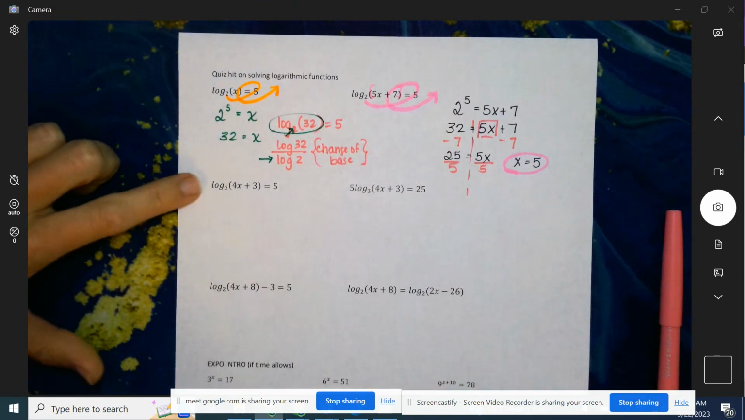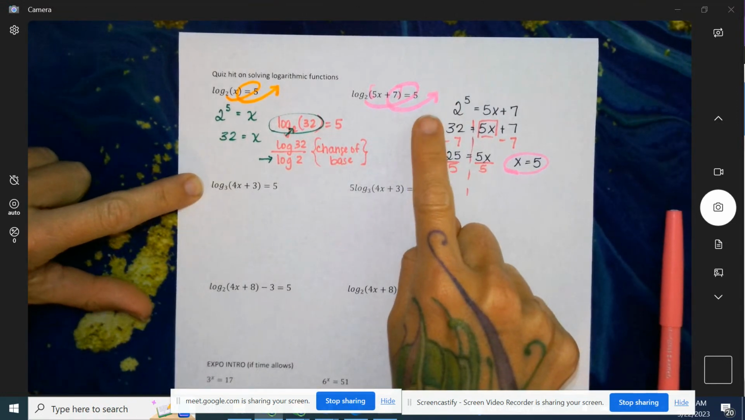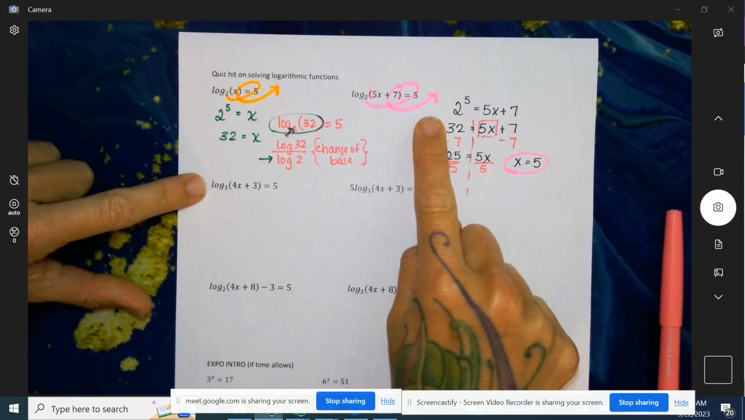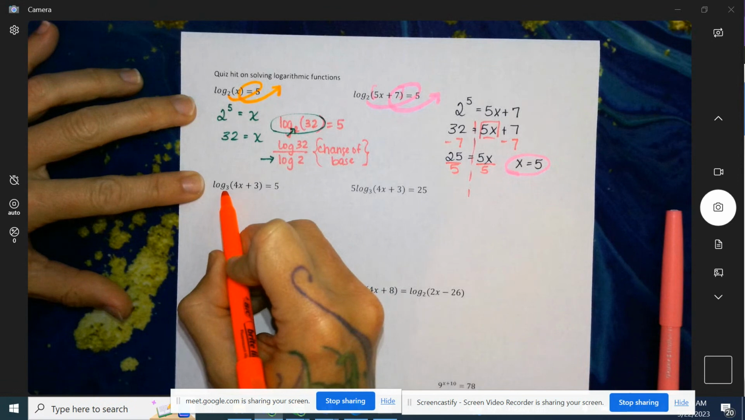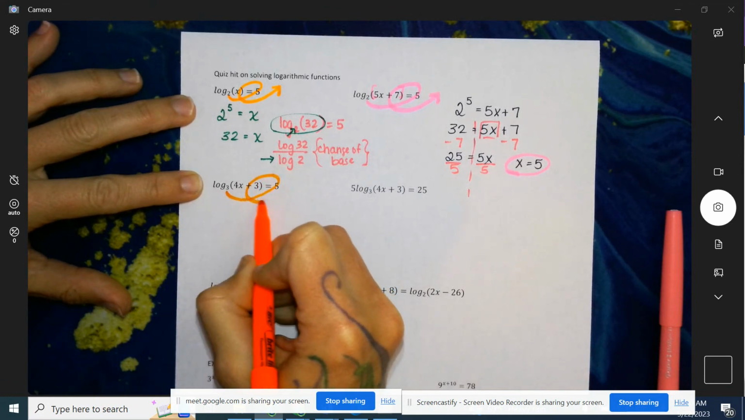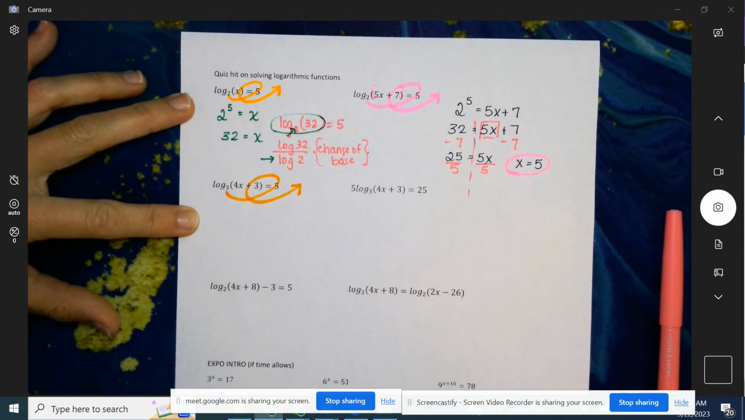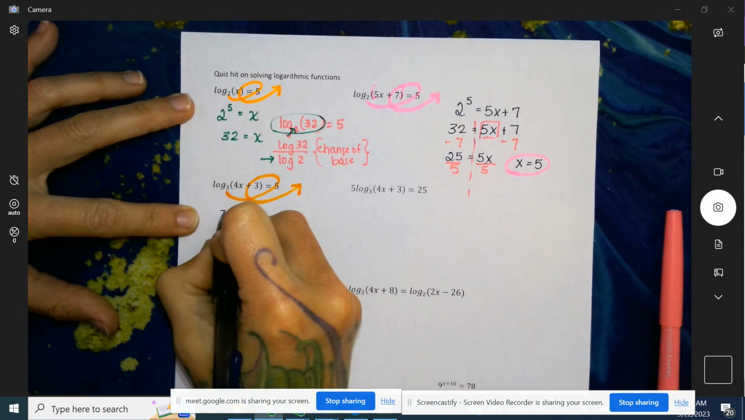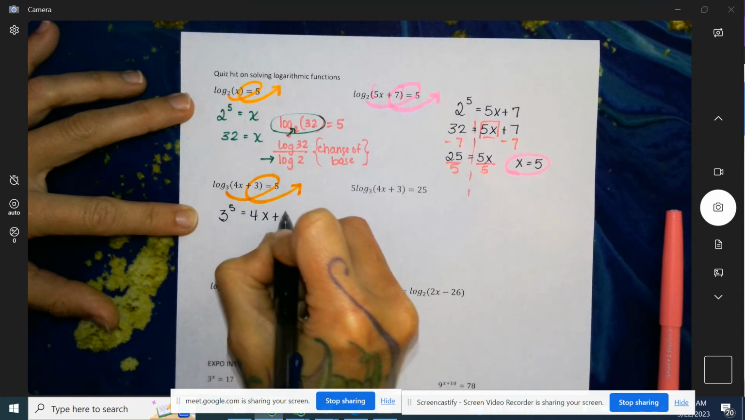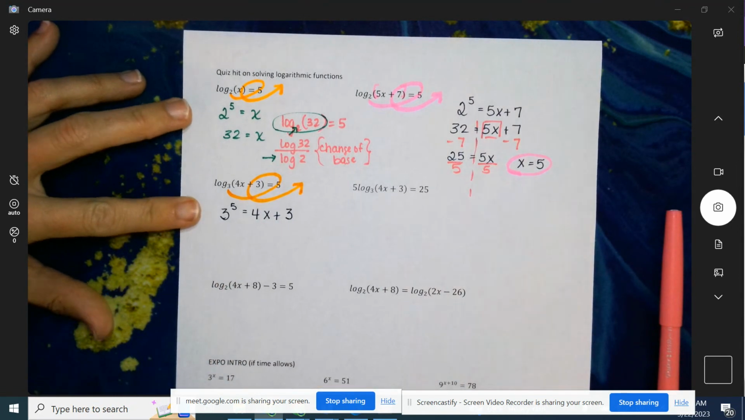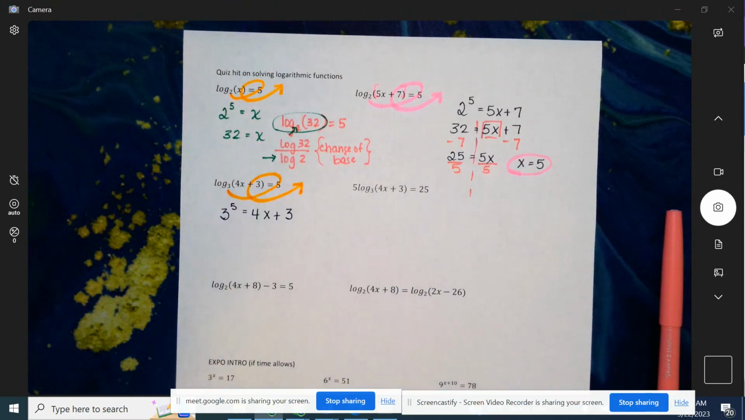Now, do we need to do another one of these, or are we okay? Because this one I think is pretty close to the same. Base 3, grab 5, come out and solve for x. So base 3 raised to the 5th power equals 4x plus 3. Do you want me to solve that one? Okay, cool. I feel like at that point you should be, hopefully, check, moving on.